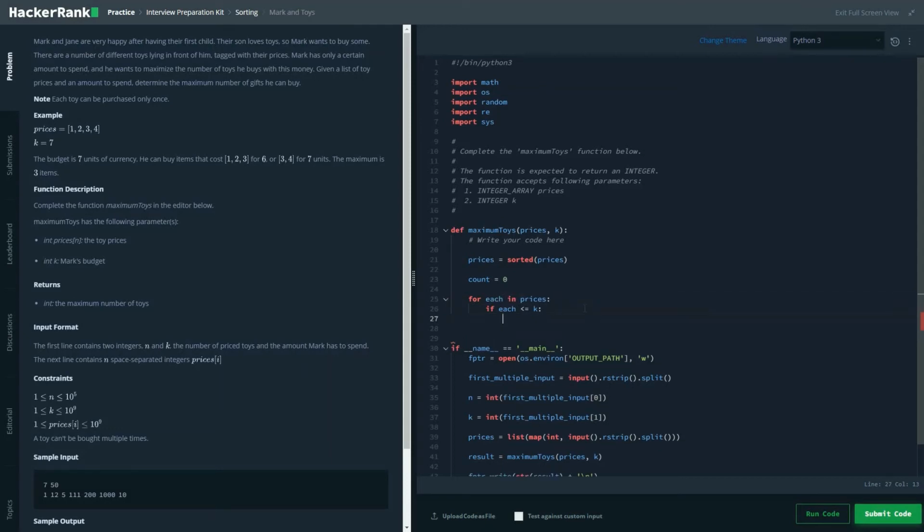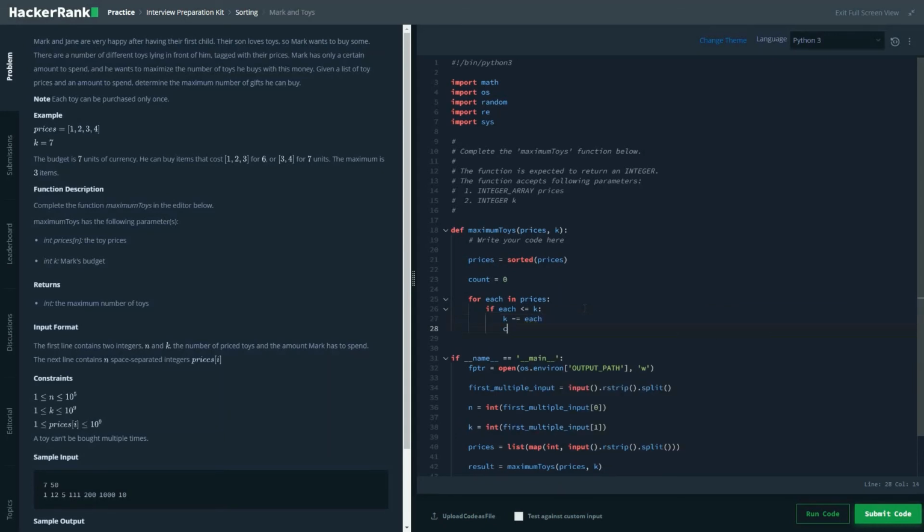check the spelling. So if the value of the current toy is less than or equal to the amount of money Mark has, that basically means that Mark can purchase that toy. In that case, Mark would purchase the toy, and the amount of money left with Mark would be reduced by the value of that toy. In this case, it is going to be each. And as he has purchased that toy, the count would be increased by 1.